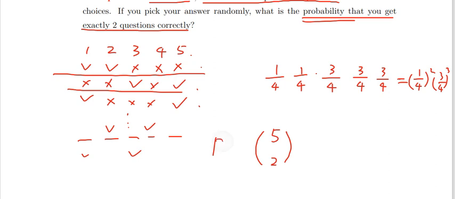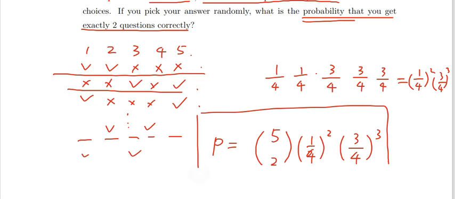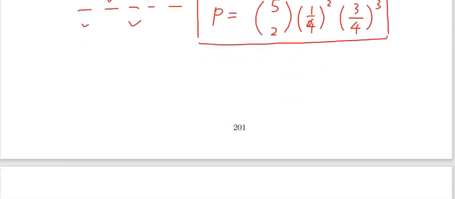So this probability we can write as follows. From 5 questions, I choose 2 questions. For these 2 questions, I answer correctly, so answering correctly happens 2 times. Then for the other 3, I answer wrongly. Okay, so this is the probability.